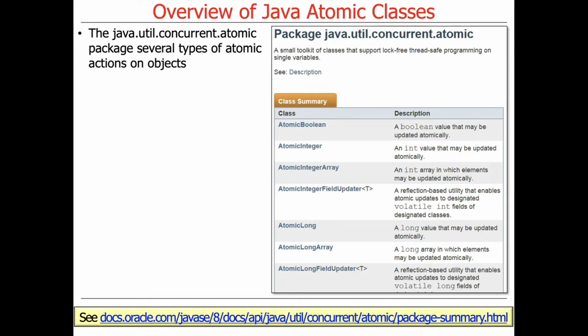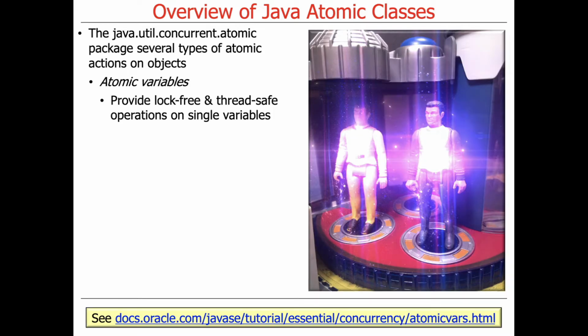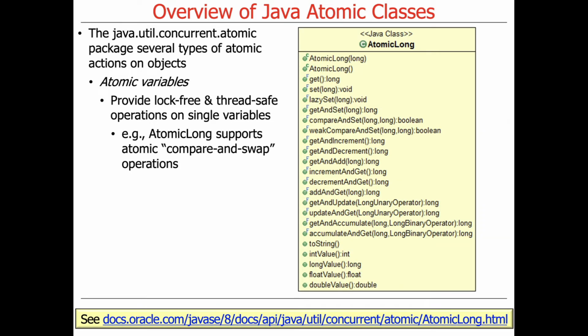There's a number of classes that allow atomic actions on objects that are part of the Java Util Concurrent Atomic package. And you can see here there's a whole bunch of stuff that's part of that package. We're going to talk about several of these classes here. One set of classes are so-called atomic variables, and these are used to provide lock-free and thread-safe operations on single variables, not groups of variables, but individual variables.